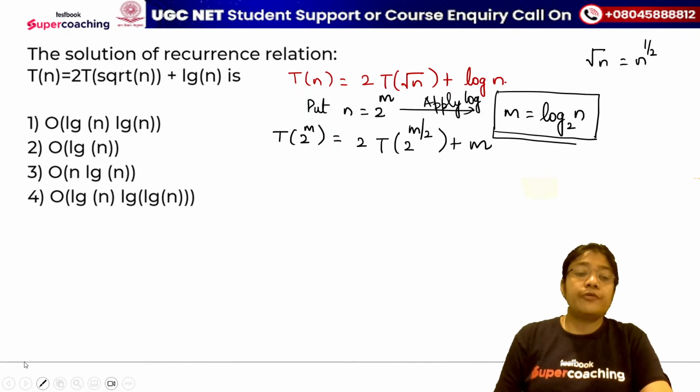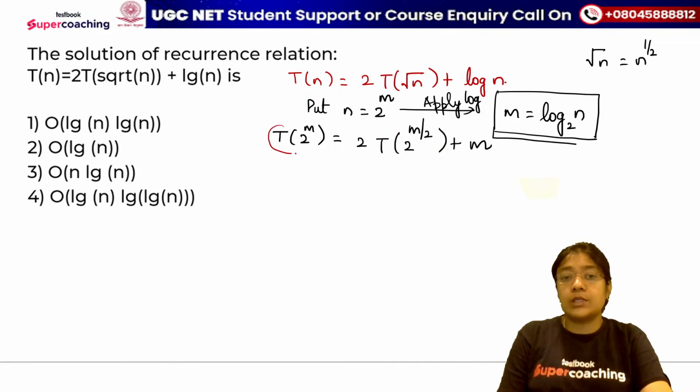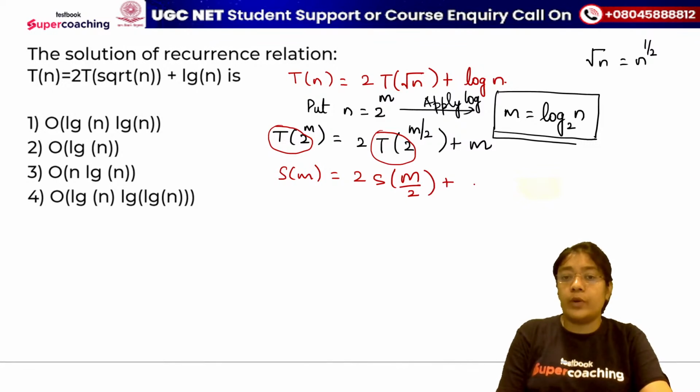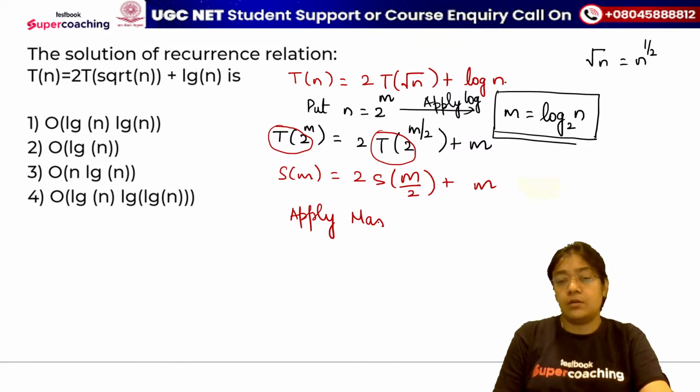So T of 2 to the m I am considering, this is the function, let's say S. So I am getting here S of m is equal to 2 S of m by 2 plus m, and this is already m. Now we can apply the Master's theorem.